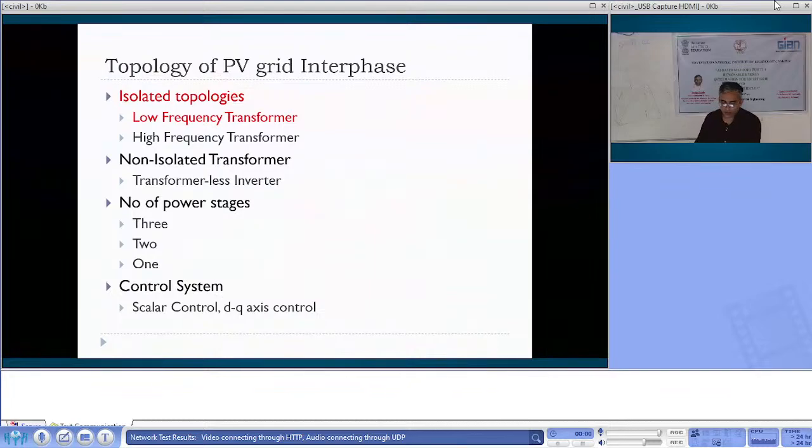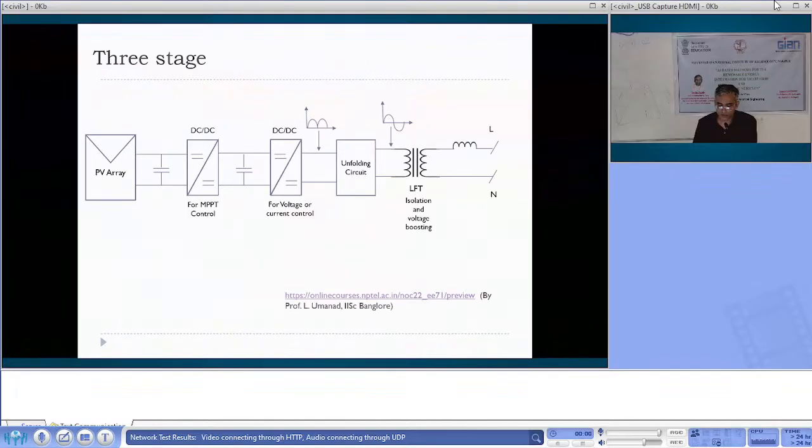Let's see the isolated topologies with a low frequency 50 Hz transformer. Low frequency means our normal conventional 50 Hz transformer. Let's see the number of stages. This is simple, just to understand, and may not be exactly implementable. It is taken from an online course by Professor Alumanan from IISc Bangalore, a very nicely designed course on designing photovoltaic systems.